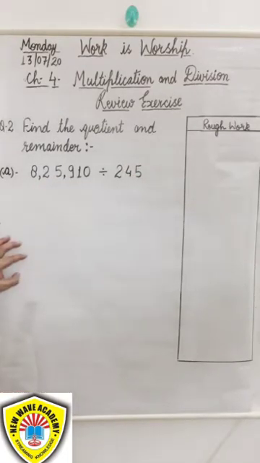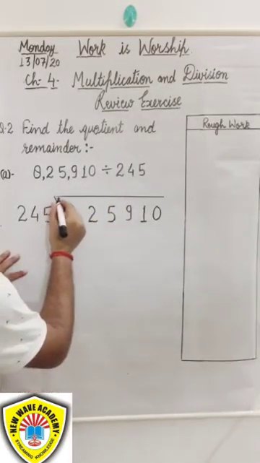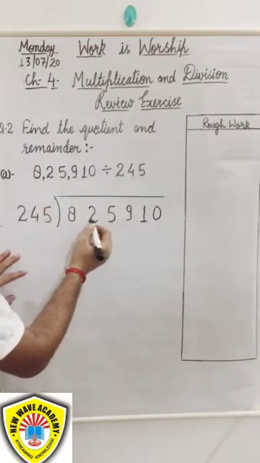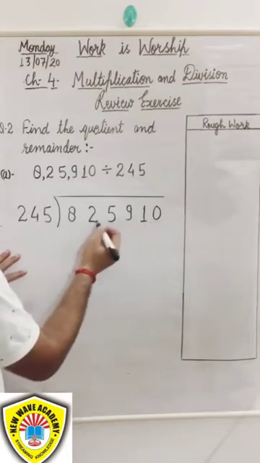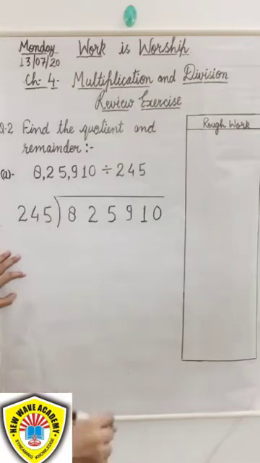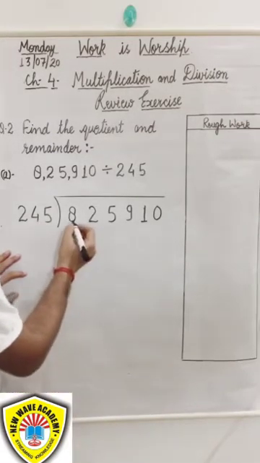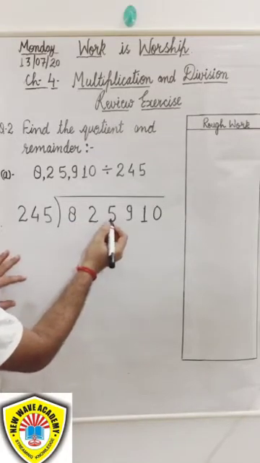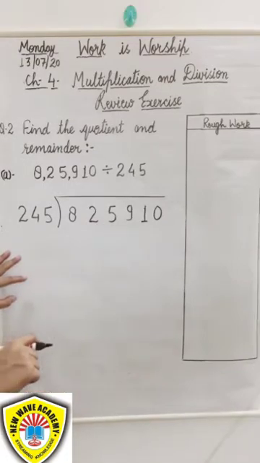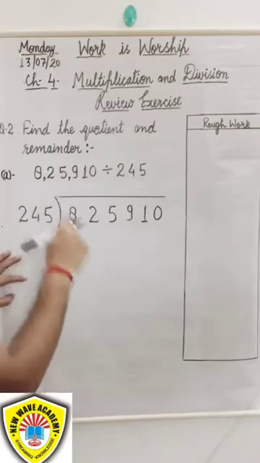8,25,910 is our dividend. We will divide the numbers by the long division method, and first of all we have to make a box like this, and we will put the dividend inside the box, 8,25,910 inside the box, and divisor 245 outside the box. Okay. Now here we have 3 digits in our divisor. So we will take the first 3 digits from the dividend, and what is the number we get? 825. Always remember one thing, the number we take from the dividend is always greater than the divisor. Okay.